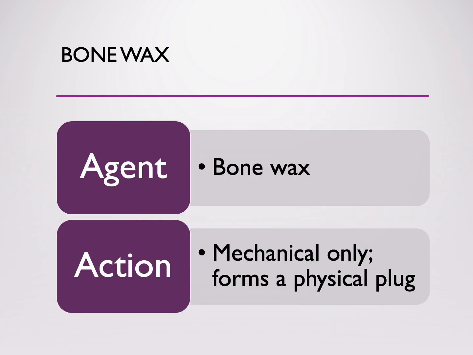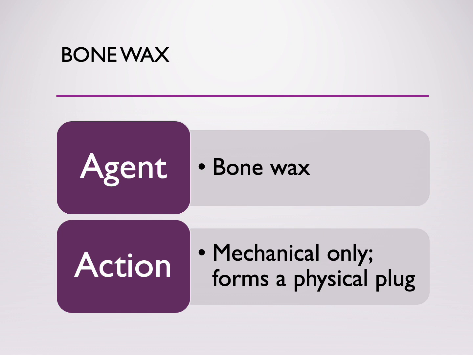So next we're going to be discussing some miscellaneous agents that are also used as hemostatics. And next on the roster of hemostatics is bone wax. Now bone wax is made from beeswax and it's a mechanical barrier only. And the way it works is by forming a physical plug. It plugs up the holes where the bleeding is coming from.